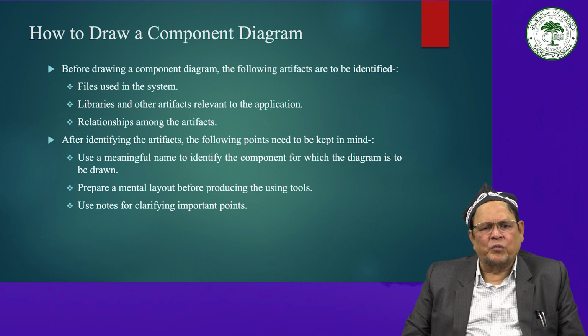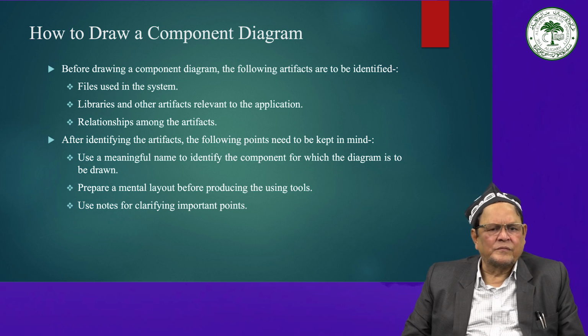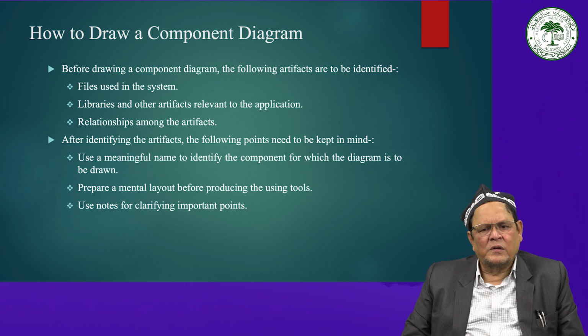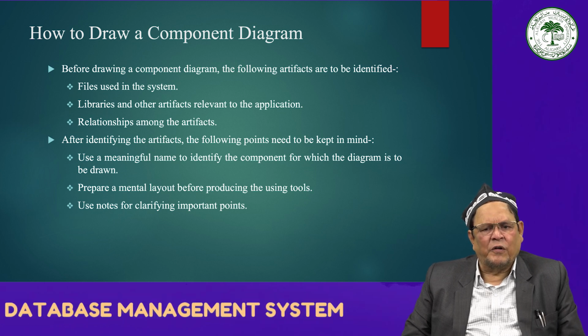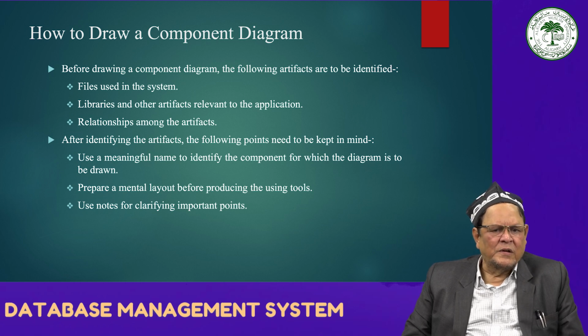How to draw a component diagram? Before drawing a component diagram, the following artifacts are to be identified: files used in the system, libraries and other artifacts relevant to the application, relationship among the artifacts. After identifying the artifacts, the following points need to be kept in mind.